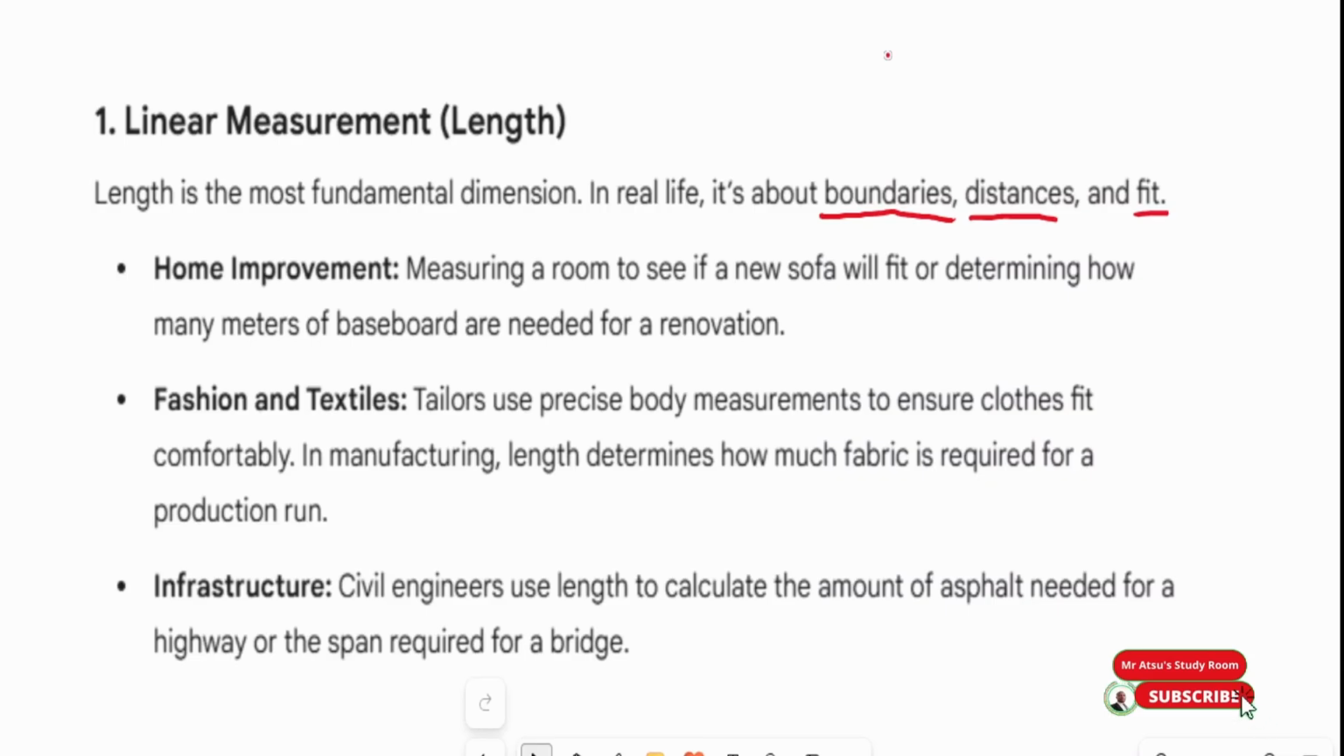And also, you need some baseboard for renovation in your room. If you know the length of your room and the length of the baseboard, you will know how many meters you need. And then in fashion and textiles, tailors use precise body measurement to ensure clothes fit comfortably. And in manufacturing, length determines how much fabric is required for a production run. Then when we come to infrastructure, civil engineers use length to calculate the amount of asphalt needed for a highway or the span required for a bridge. These are some of the applications of length.